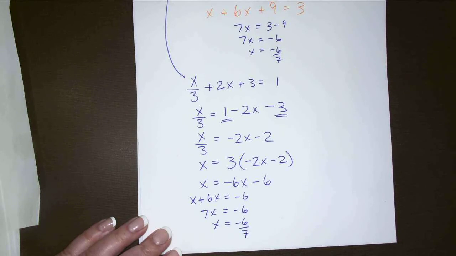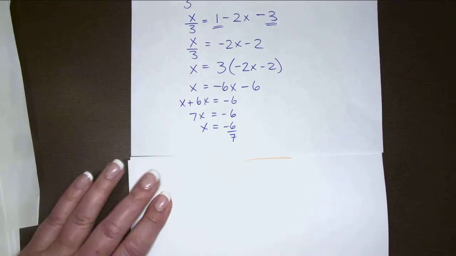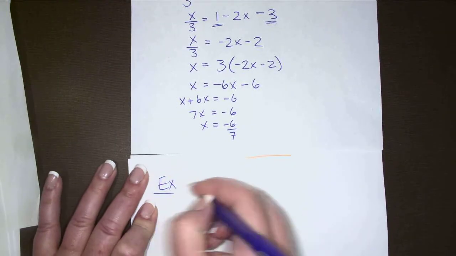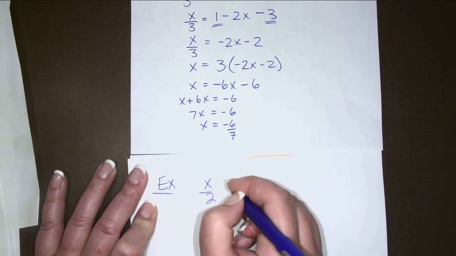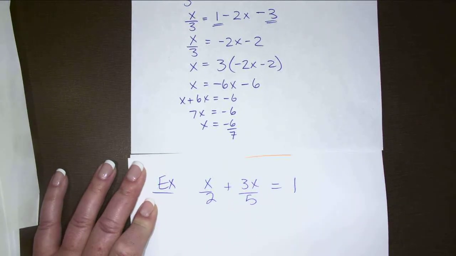Now what if there's two fractions and then a third thing that's not a fraction, a third term that's not a fraction? So I'll leave that so you can see it. Let's say we had something like this.